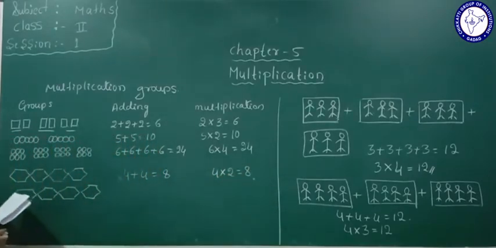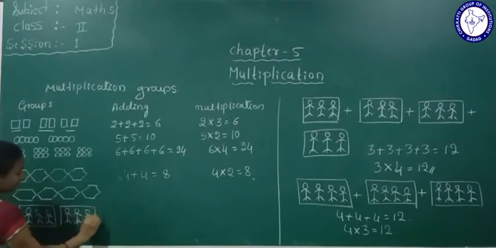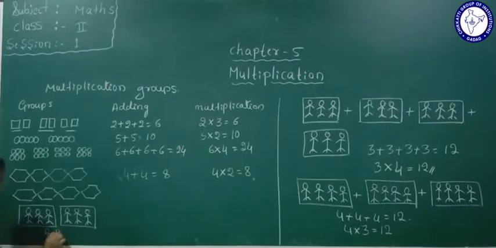Okay. So next one, the children are standing here. So 3 children in one group. One group of children. Yes. Another group of children here. So here another group. Here another one group will be. Totally, yes. There are 3 groups of children. In each group, how many students are there?